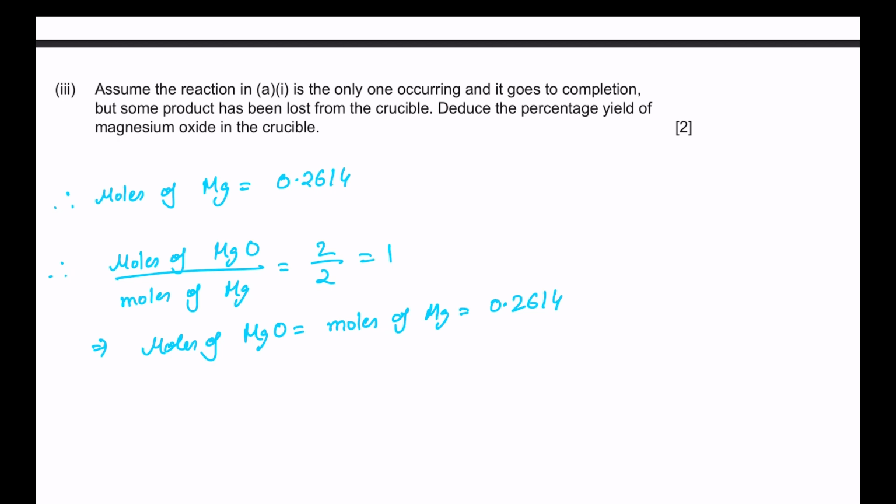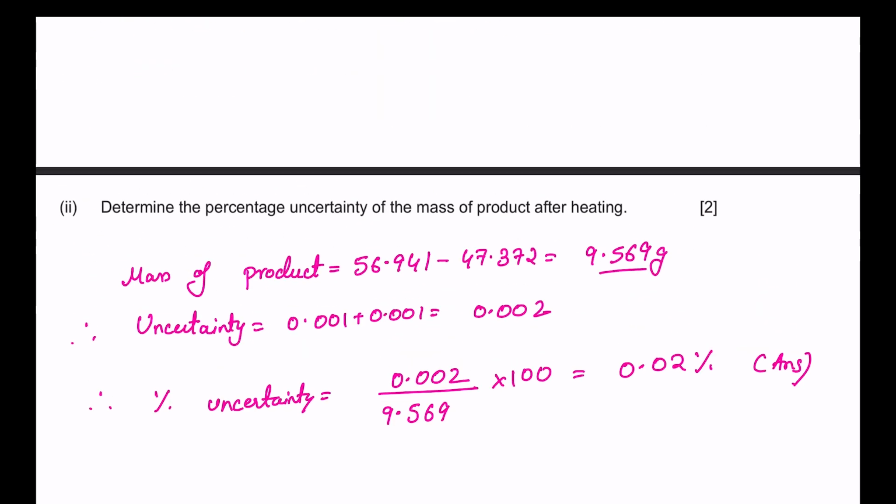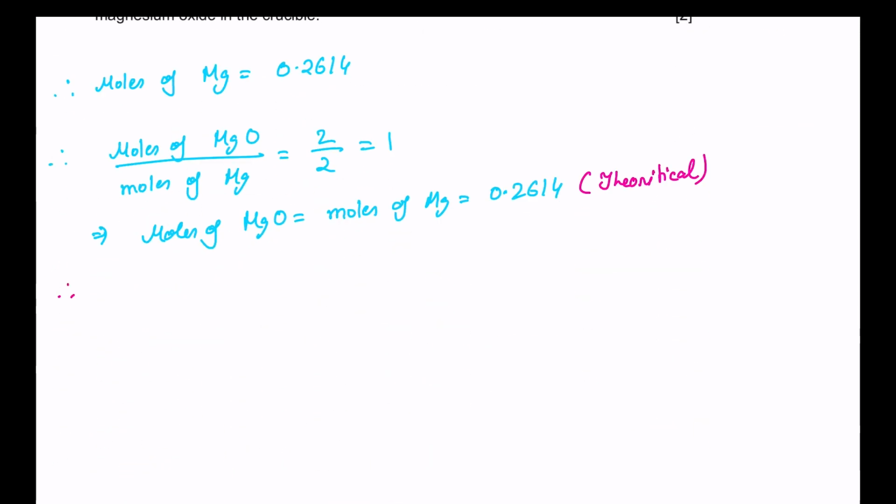Now, this is the theoretical moles, right? I mean, theoretically, this many moles of MgO must be produced. But obviously that wasn't produced. We have to find out the product moles later on. But yeah, let's find out the mass of MgO, which is the theoretical mass.